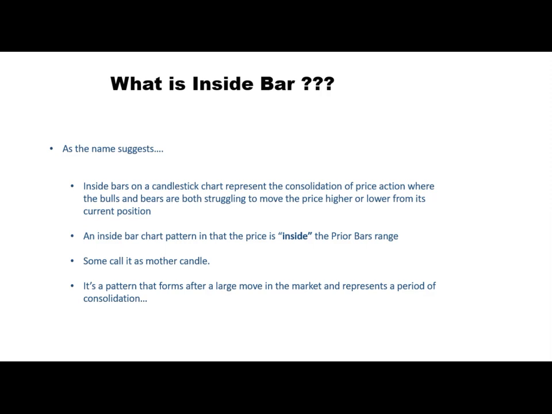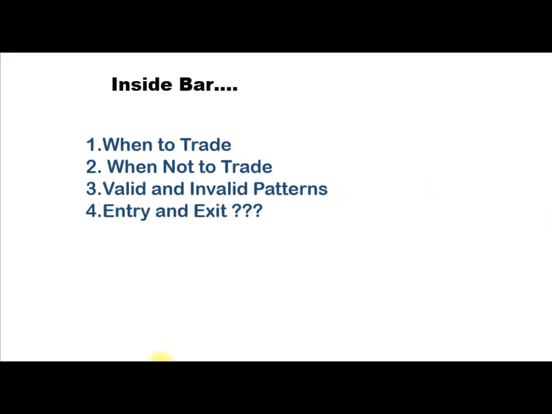Basically, it is a consolidation, that is, price action is in the consolidation phase. And in that, the price is inside the prior bar's range. Some call it a mother candle, that is, the first candle is called the mother candle. After the mother candle is formed, we can see baby candles, that is, the child candles inside the mother candle. And when will this pattern form? This pattern forms after a large move in the market and represents a period of consolidation. We will see in detail about the inside bar pattern, that is, when to trade, when not to trade, valid and invalid patterns, entry and exit levels.